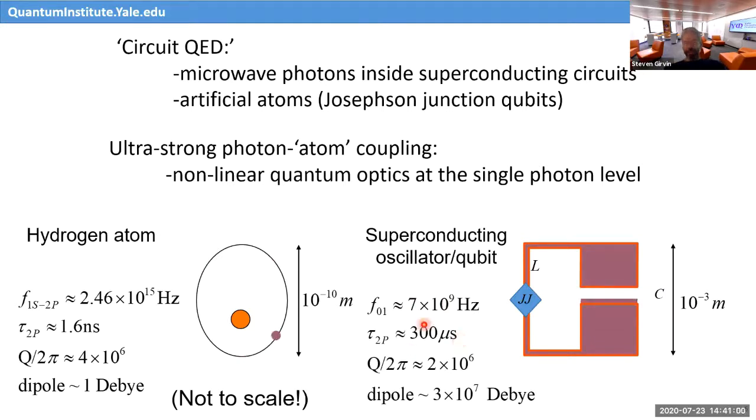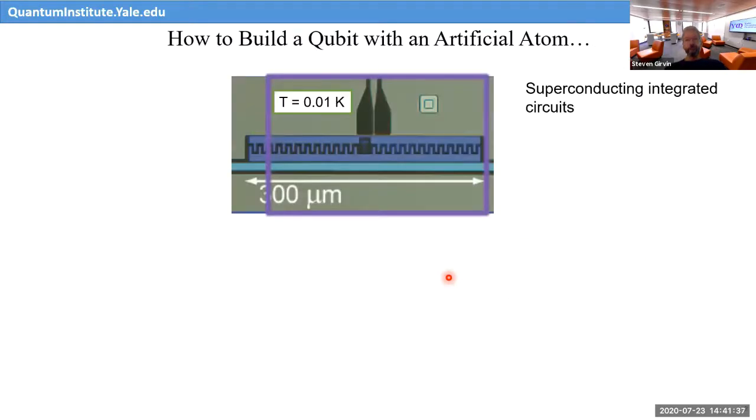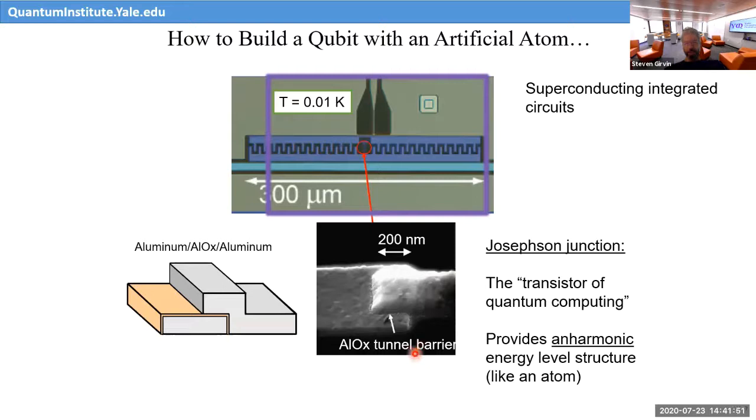The artificial atom will have frequencies in the gigahertz range by design. The lifetime of the excited state can be about 300 microseconds. The Q is comparable to that of the hydrogen atom. The transition dipole moment is 30 million times larger. And that's going to be the secret for getting extremely strong coupling of the atom to the zero-point fluctuations of the electromagnetic field. So here's an early picture of one of these superconducting artificial atoms. Part of it is the Josephson junction, which acts as a kind of nonlinear inductor that provides the anharmonic energy level structure to make the individual transitions addressable as they are in an atom.